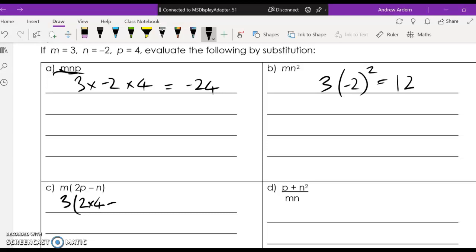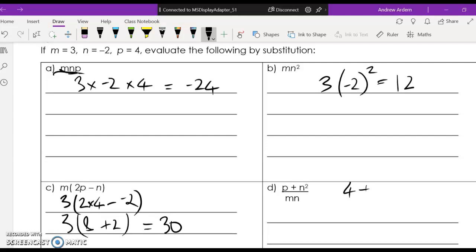Letter C. Oh, I need to know what the M is. M is 3, P is 4, minus the N, which is minus 2, close bracket. Do what's inside the brackets first. 2 times 4 is 8. Minus is plus. So it's 8 plus 2. So it's 10 times 3. 30.